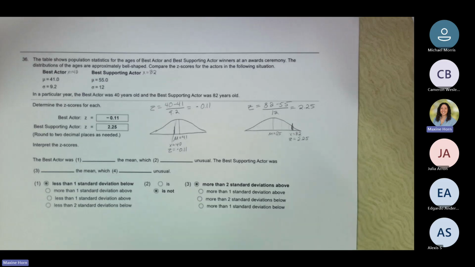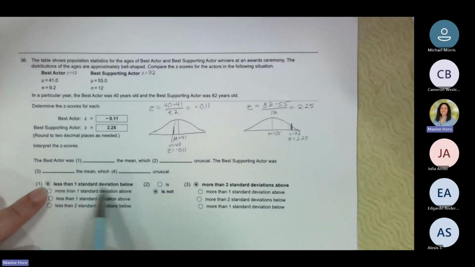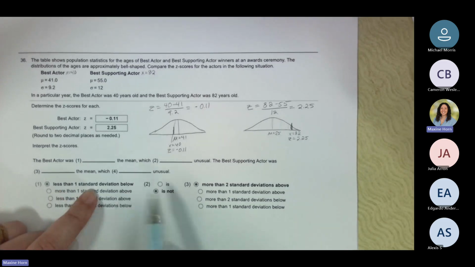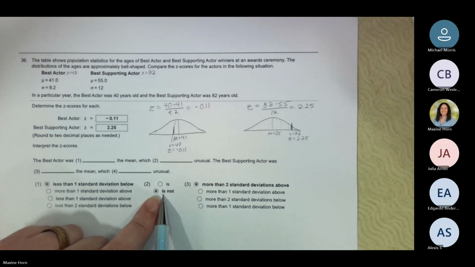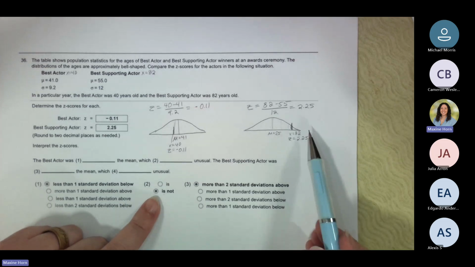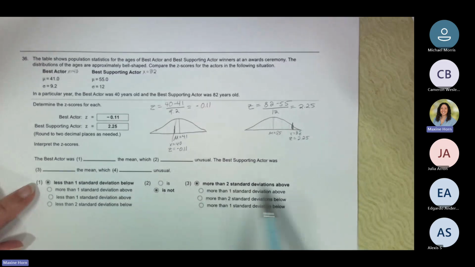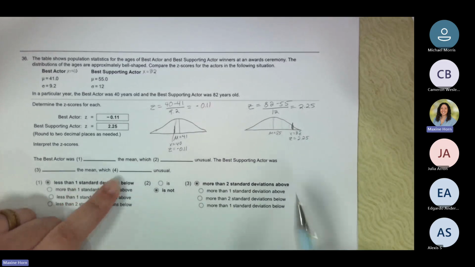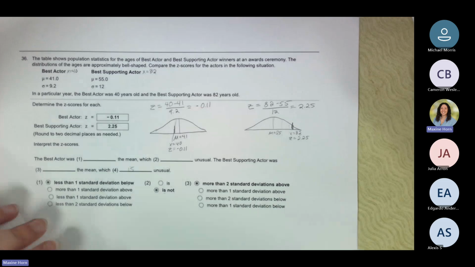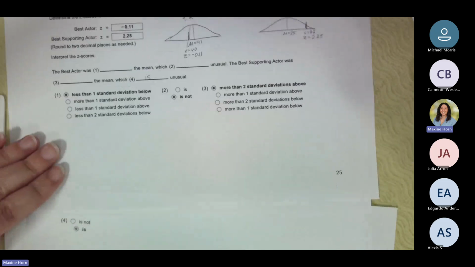So, okay, interpret the z-scores. Well, we kind of just did that, right? The best actor was less than 1 standard deviation below, not even a full standard deviation below the mean. That's not unusual. But I'm sorry, that was best actor. The best supporting actor was more than 2 standard deviations above the mean, which is on the next page.